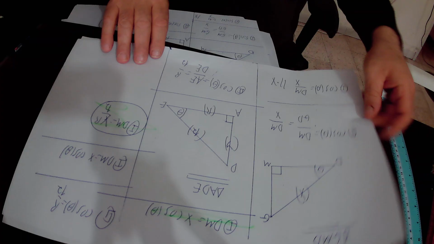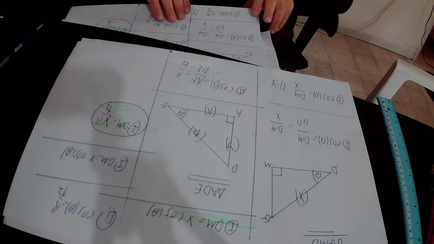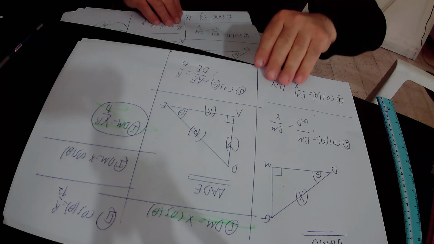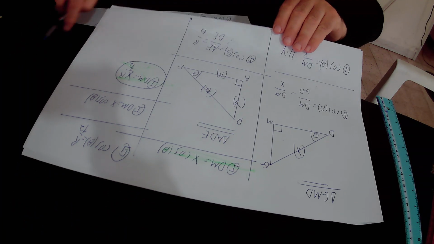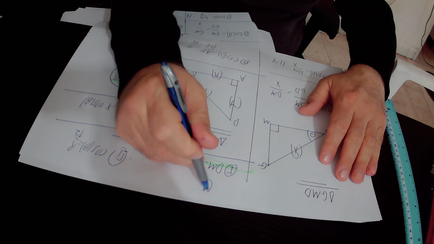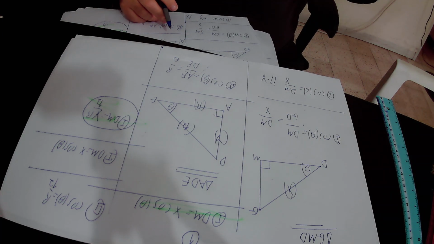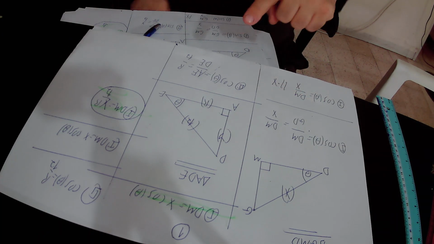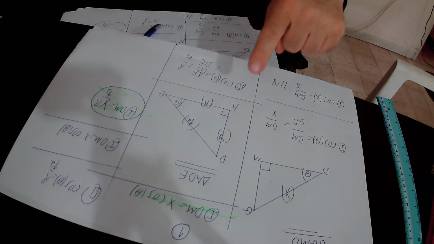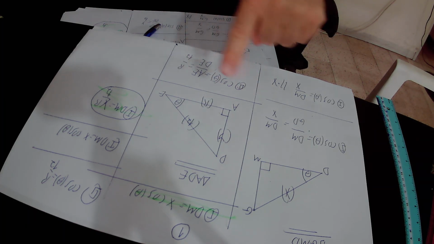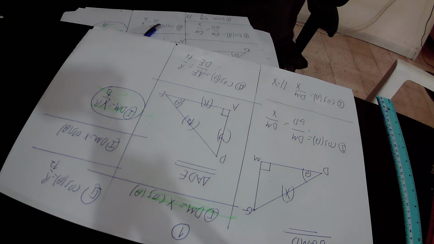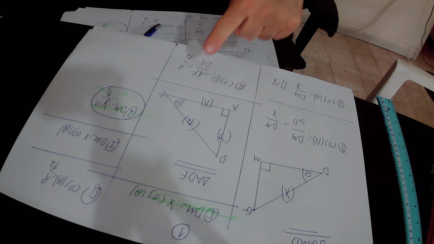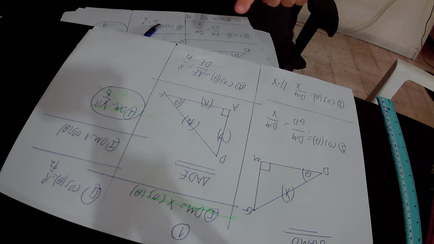So this is right triangle ADE that I copied from the original drawing. In this right triangle ADE, cosine theta equals AE over DE. AE is R, DE is 12, so in total cosine theta equals R over 12. This is equation 2.